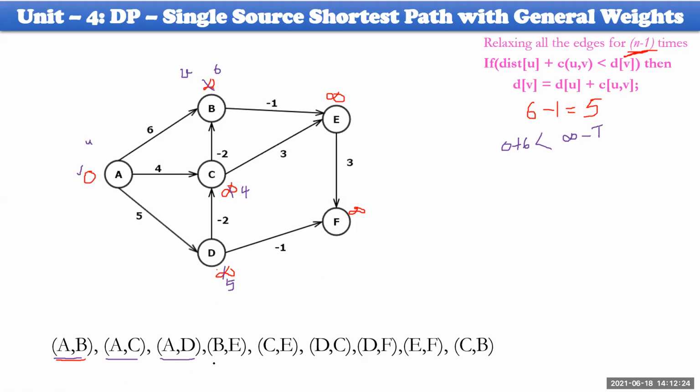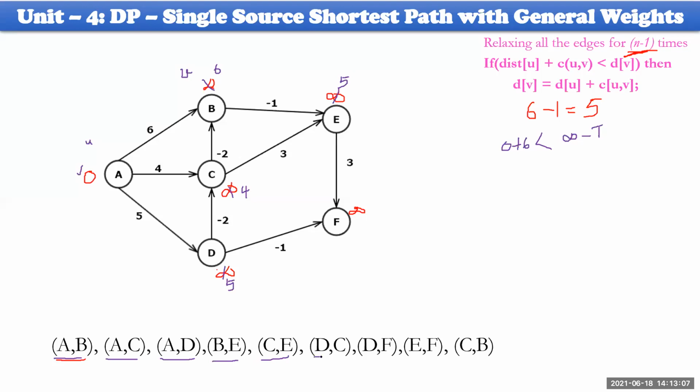Then B E. The distance of B is 6, and the cost of B comma E is minus 1. 6 minus 1 is 5. 5 is less than infinity. Yes, it is true. So the distance will be 5 here. Next one is C E. The distance of C is 4, and the cost of C to E is 3. 4 plus 3 is 7, but here it is already 5. So 7 is less than 5 is false. Therefore, there is no change here.